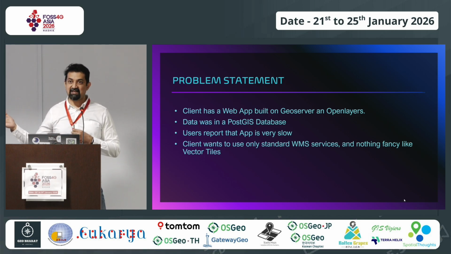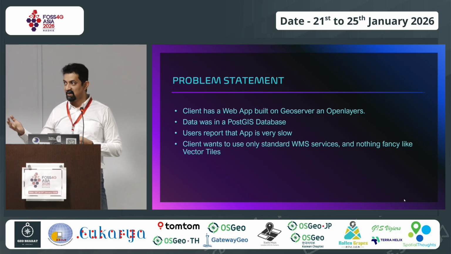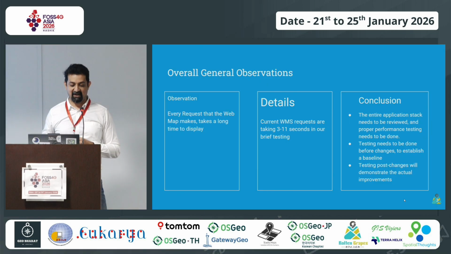So when somebody says something is slow, I would say, okay, let's keep GeoServer aside, let's use something like vector tiles, which will be very fast. That would be something quick and easy to do. But in this case, for certain reasons, the client didn't want to do that. So we said, okay, let's actually go into detail and see what can be done.